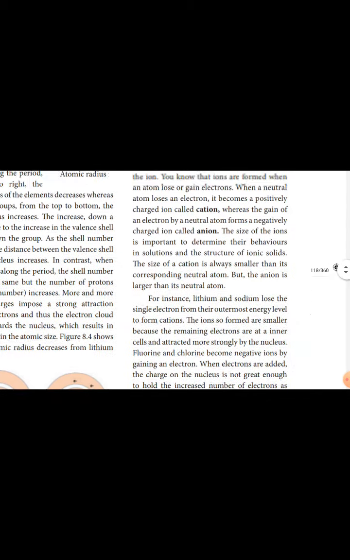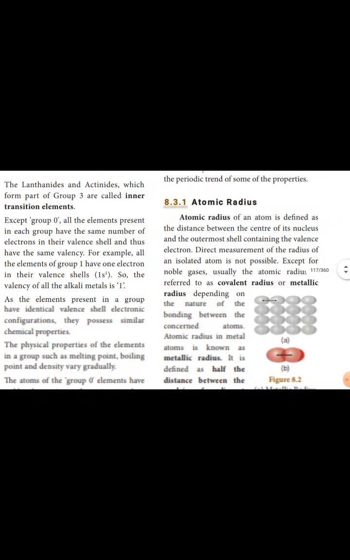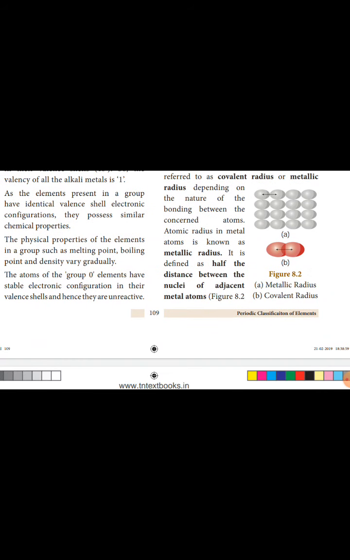What is called atomic radius? First you have to know what atomic radius is. It is defined as the distance between the center of its nucleus and the outermost shell containing the valence electrons. There are two types: covalent radius and metallic radius. Atomic radius in a metal is called metallic radius. This is half the distance between the nuclei of adjacent metal atoms.